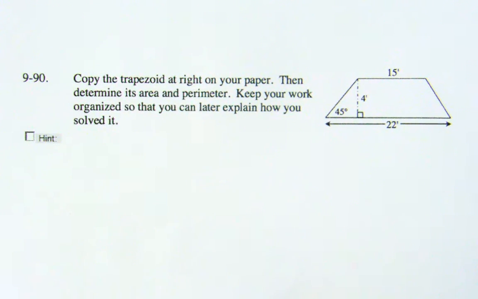Okay, so copy the trapezoid at the right on your paper, then determine its area and perimeter. The formula for the area of a trapezoid was B1 plus B2 times the height. And realistically speaking, that's not our issue. The hard part is finding the perimeter. So let's do the area first so we can get it out of the way, and we'll come back to the perimeter in a second.